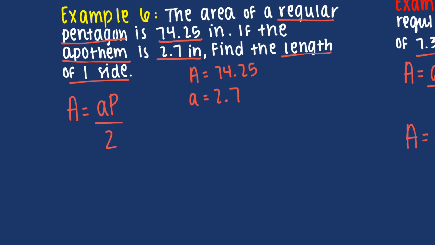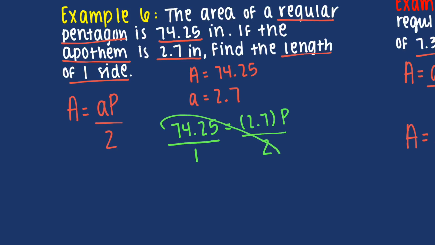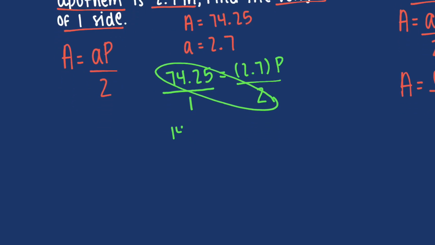I can plug stuff in. Like I said, I know my area is 74.25. And that's equal to my apothem, 2.7 times the perimeter divided by 2. We've done this before, like with the area of triangles. I put the left side over 1 because I want to cross multiply. I want to do 74.25 times 2. That gives me 148.5. And that's going to be equal to, I multiply the other 2, and it's just 2.7 p.